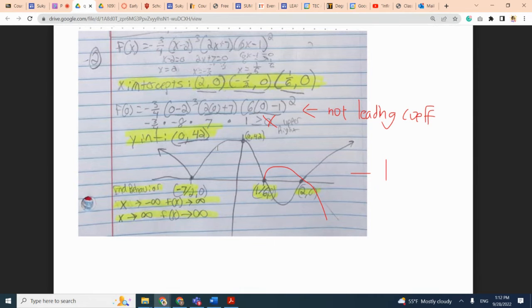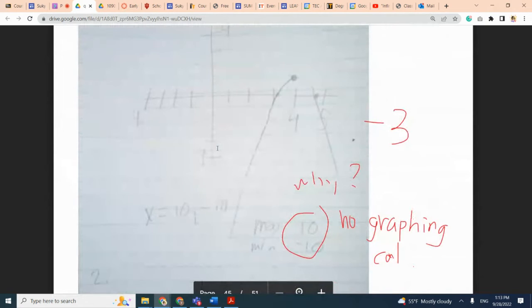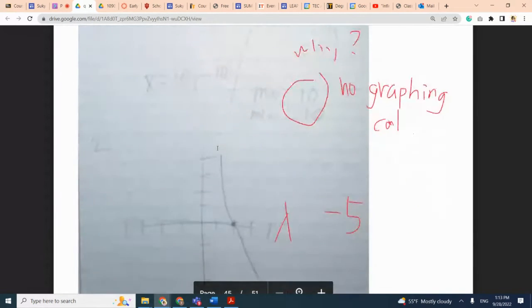Okay. And here, because the multiplicity is odd, it crosses, and because the multiplicity is even, it bounces off. Okay. And yeah, that's why I'm thinking about, did you use a graphing calculator? Because a graphing calculator is like -10 to 10, and it shows you the graph. So in the exam, no graphing calculator. You have to show all your work in order to receive credits.